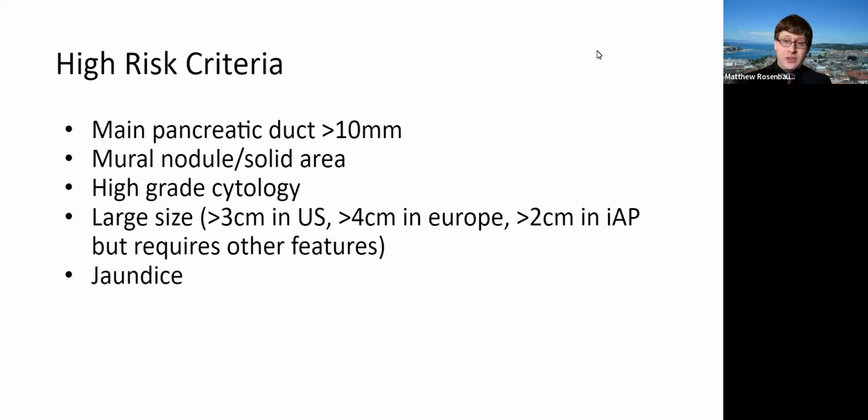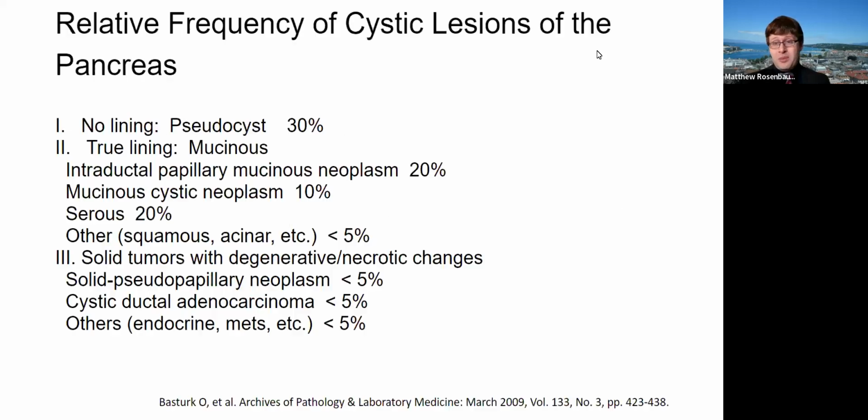The criteria for large size varies, but in general, a larger cyst is more worrisome. Clinical findings such as jaundice in particular are very concerning. Those are the general commonalities between most of the guidelines, so if you see any of those on the imaging, they're the things you can worry about.